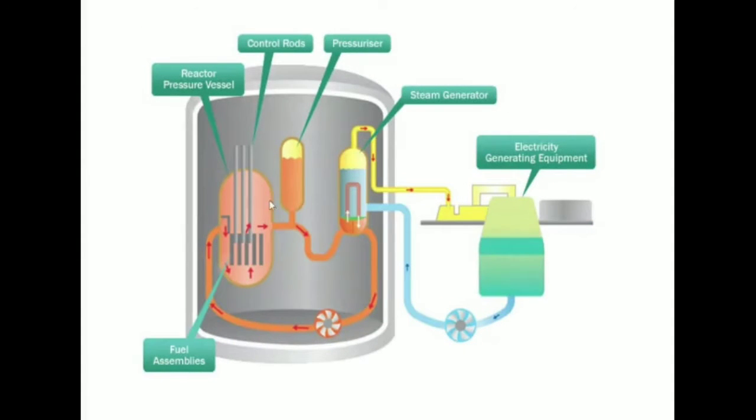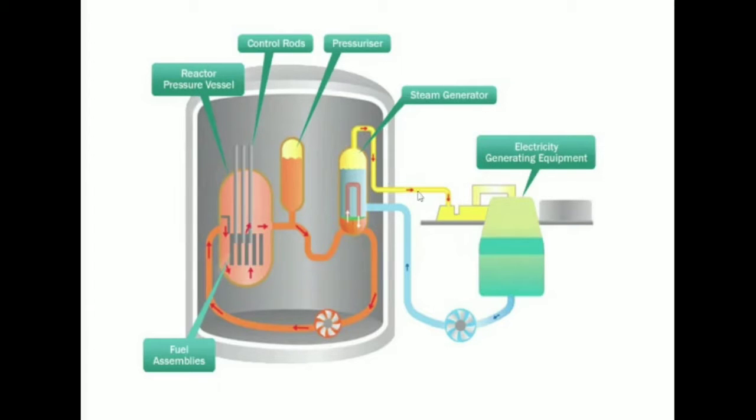So this is another diagram. Reactor vessel consisting of control rods as well as the nuclear fuel assembly. Then the pressurizer is shown here. So pressure is increased in order to increase the boiling point. And at the steam generator section, we have the steam produced. So we shall see the working of this.